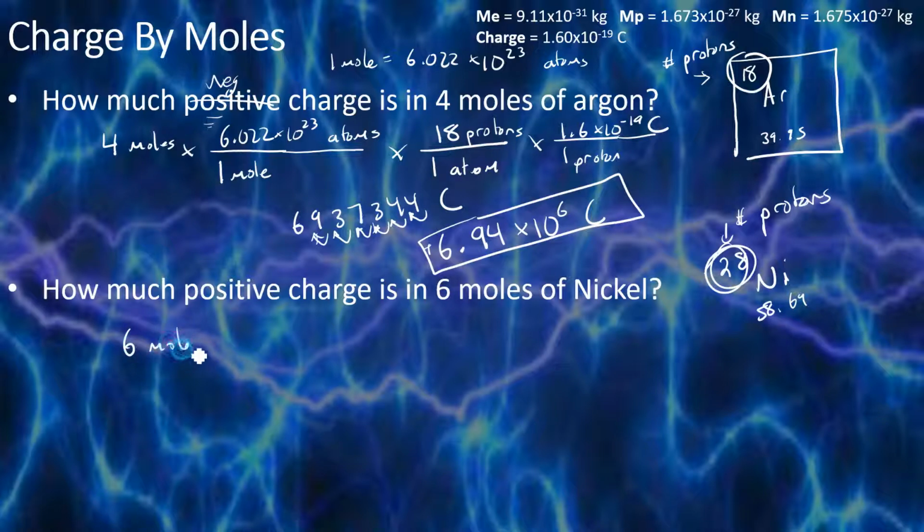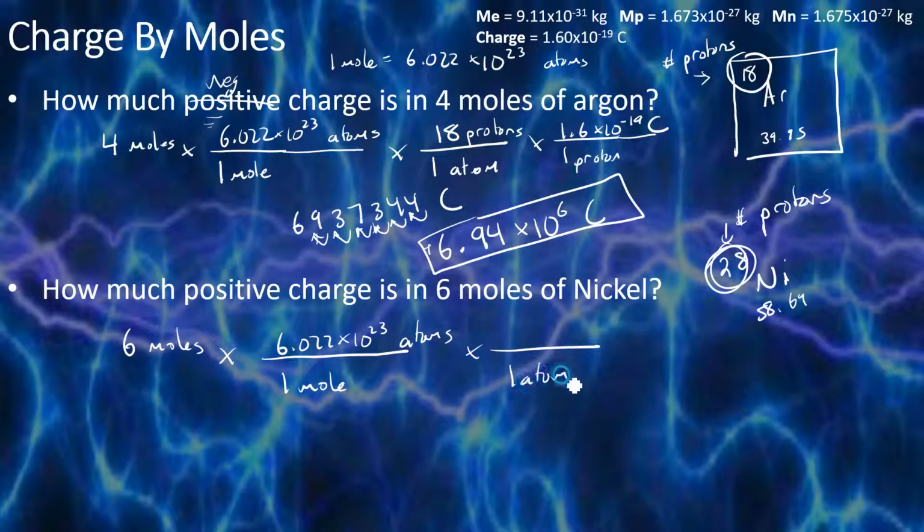So we're going to have 6 moles times, for every 1 mole, we're going to have 6.022 times 10 to the 23rd atoms, times, per 1 atom, we're going to have 18 protons, and then times 1.6 times 10 to the negative 19th coulombs for each one. So we'll go ahead, 6 times 6.022 times 10 to the 23rd. Might be worth plugging in the mole number as well into your calculator so that you don't have to keep typing that.